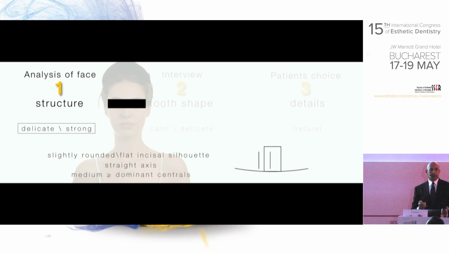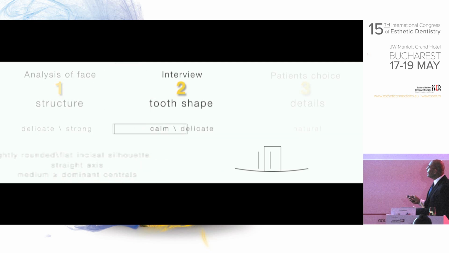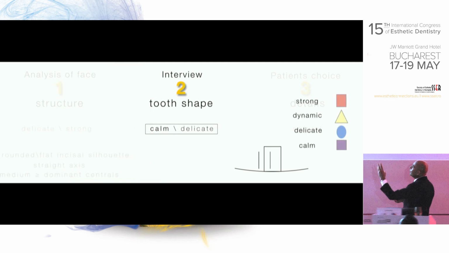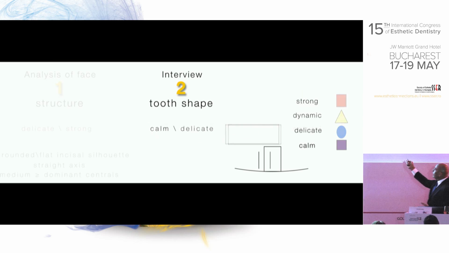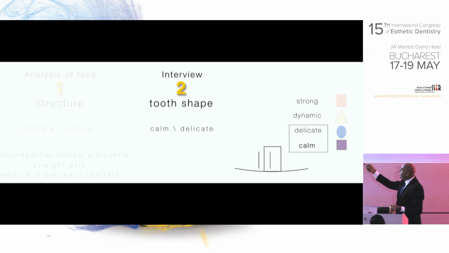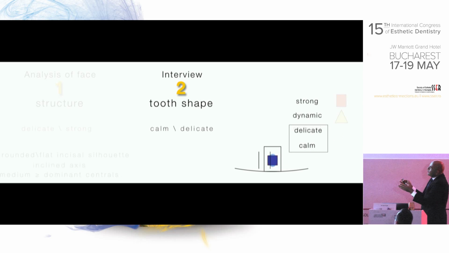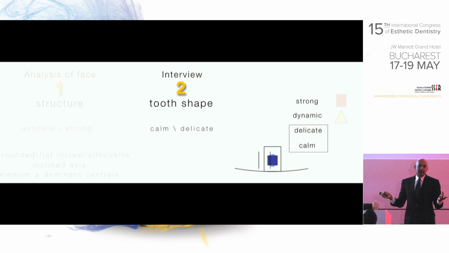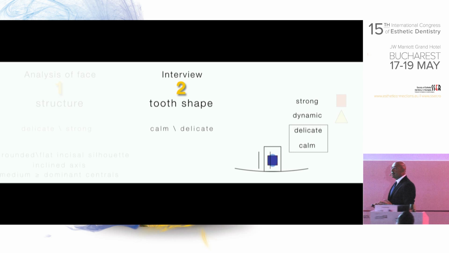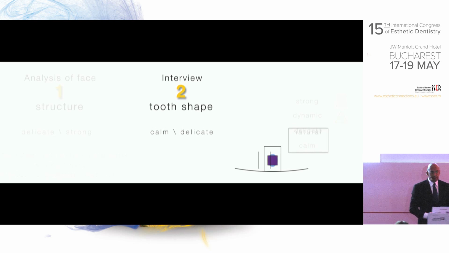What about the dominance of the centrals? Medium to dominant centrals. And then finally, the individual tooth shape, the patient being more a calm and delicate person, so it will never be a triangular shape, which is very dynamic. So it will go down to square and rounded. So it will mainly be square with some slightly rounded shaping. So basically, this is what I would get. Now, because I did tens and tens of cases like this, I can immediately see what this means.